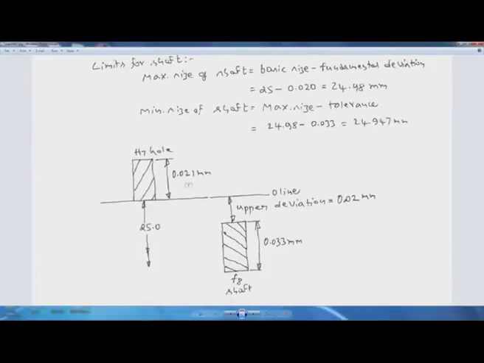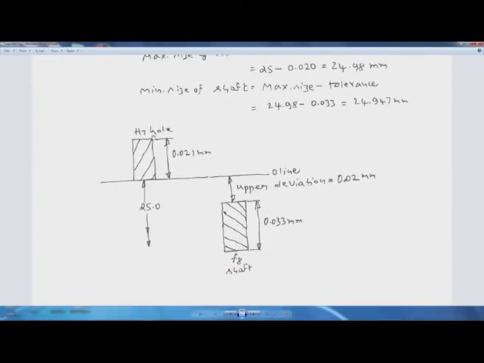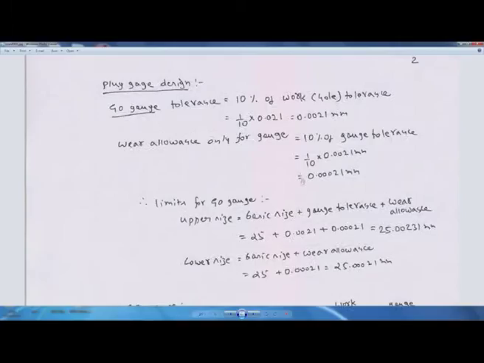So all these dimensions are shown in this picture. The H7 hole with the tolerance 0.021 mm, and this is the basic size, and we have the 0 line, upper deviation, and the F8 shaft with a tolerance of 0.033 millimeter. Now, once we get the tolerance limits for the hole and shaft, we can proceed to design the plug gauge for checking the hole.